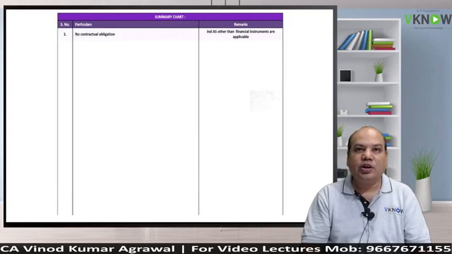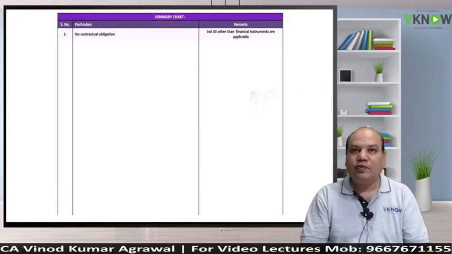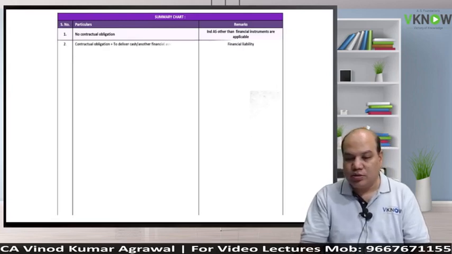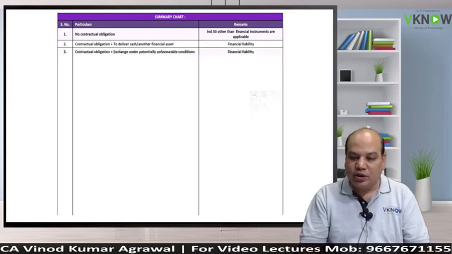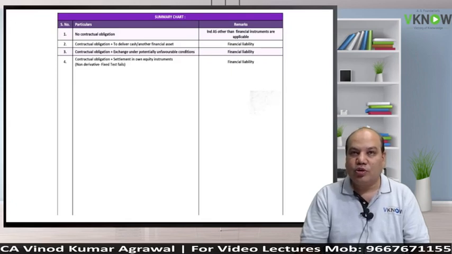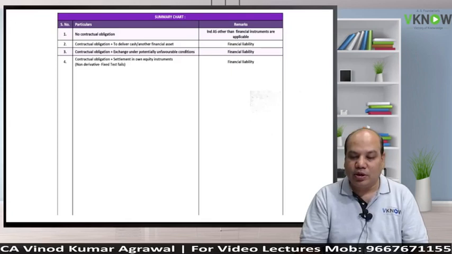So there is a small summary chart we have prepared which will help you to identify whether a contract is a financial liability or equity. First point, paragraph below paragraph 18. If there is no contractual obligation, the standard is not applicable. If there is a contractual obligation to deliver cash or another financial asset, then it is a financial liability. Contractual obligation to exchange under potentially unfavorable condition, what will you call it? Financial liability.